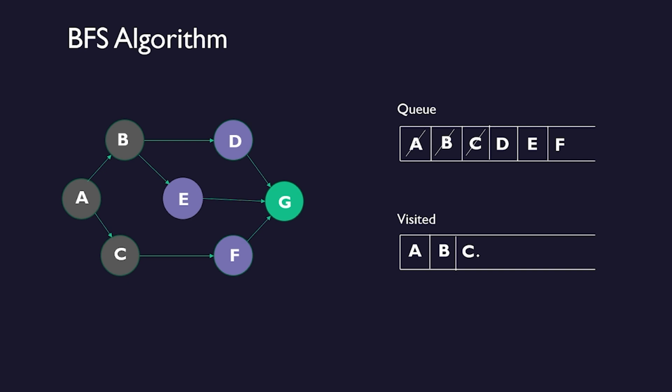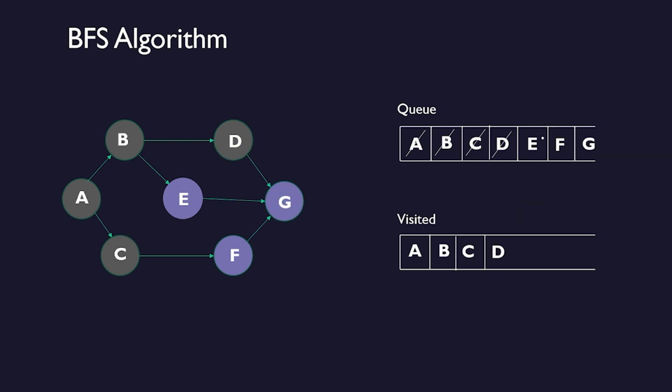Now the next element here is D. So I'm going to be doing the same thing, removing D, keeping it aside, checking what node it's connected to. In this case, it's G. So I'm going to be adding G onto my queue, then adding D onto my visited.